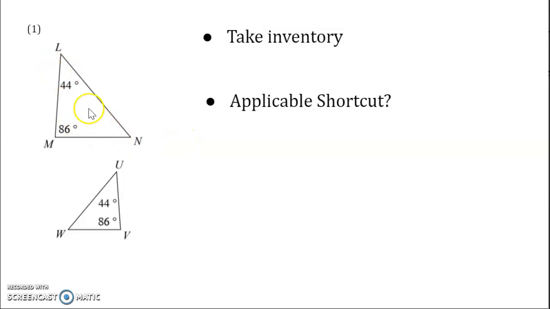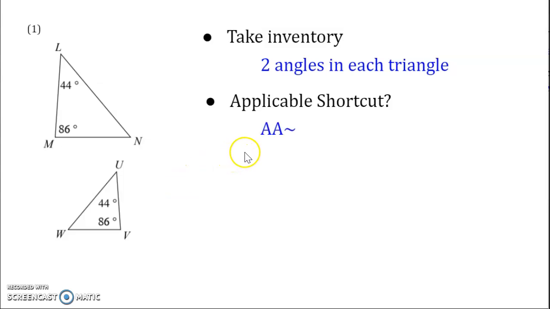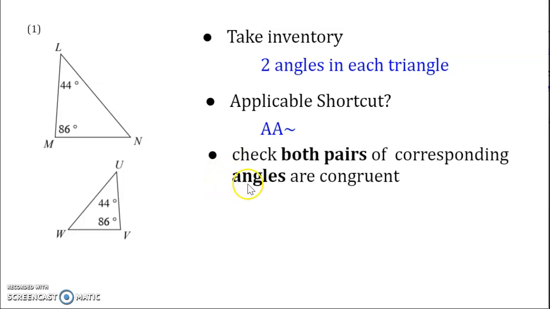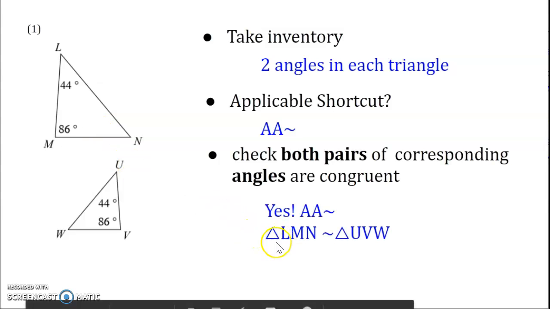So this is the first problem. Take inventory. What is the information that we are given? Well, we have one pair of corresponding angles that are congruent, 44 and 44. A second pair of corresponding angles that are congruent, 86 and 86. So we have two angles in each triangle that are congruent. So the applicable shortcut is AA similarity, and check both pairs of corresponding angles are congruent. Yes, they are. And so the two triangles are similar.